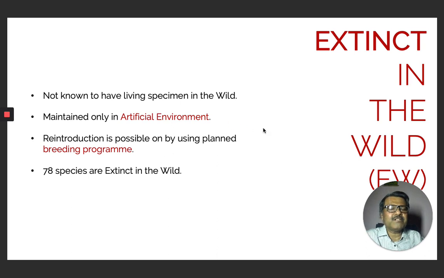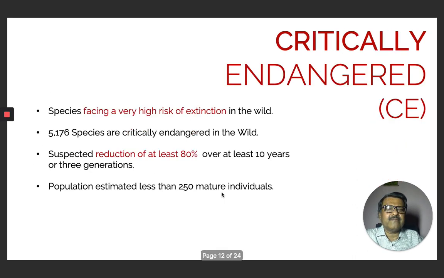So such species are known as extinct in the wild, and there are 78 species regarded as extinct in the wild. This is the second category. Now the third category is critically endangered, CE, we are denoting it. Here the species is facing a very high risk of extinction. So it is the species which may get into the state of extinction. There are 5,176 species critically endangered in the wild.